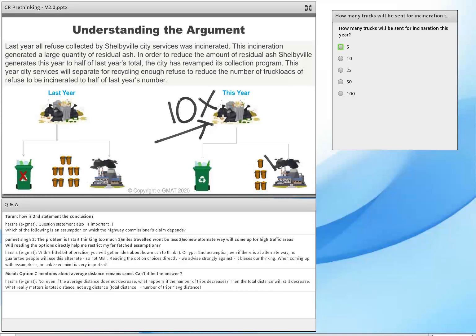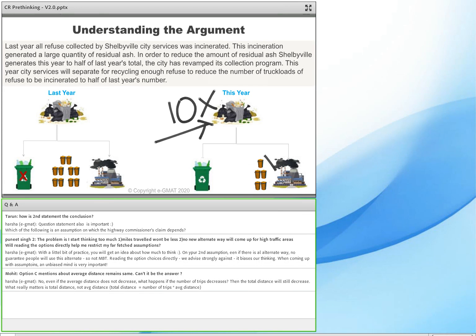If I collect 10 times as much refuse, how many trucks will I send for incineration? Let me end the poll, broadcast the results, and you can see 43% of you say 50, 18% say 7, 28% say 5. The correct answer is 5. It's still 5. Let's see why that is the case.